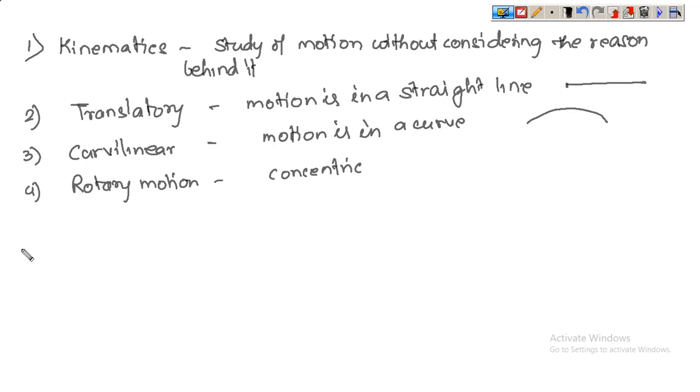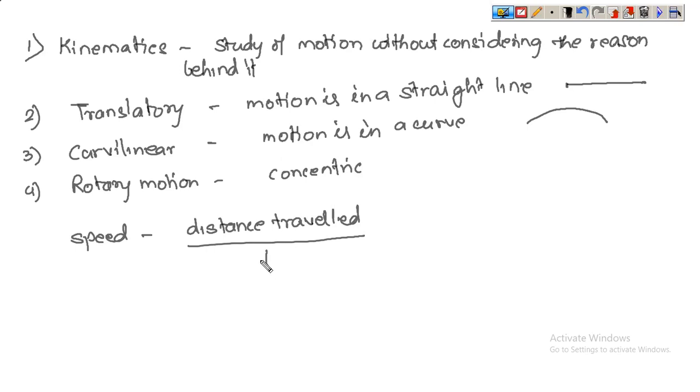Now, if you come to terms, you'll be coming across a term, speed. Speed is distance traveled per unit time. You will see that the unit is generally meters per second. Sorry, speed is a scalar.